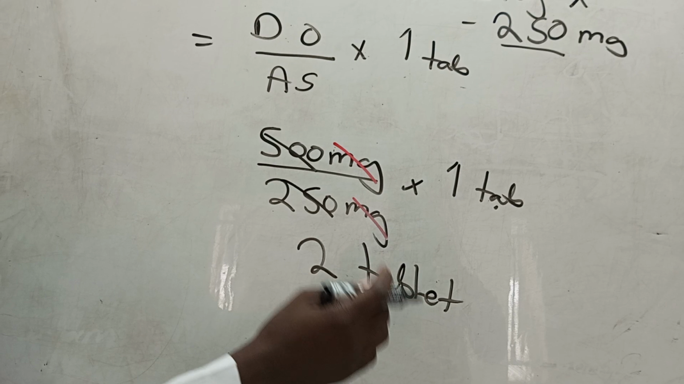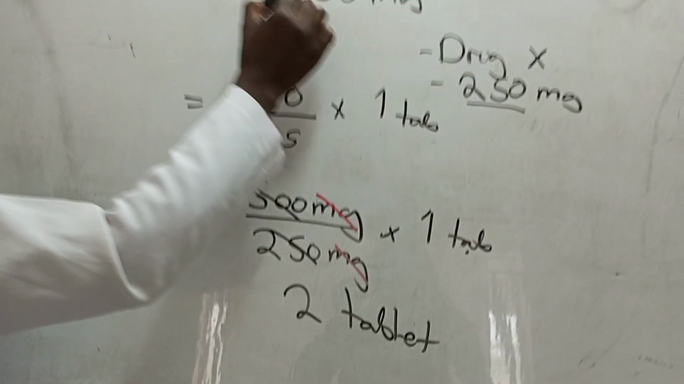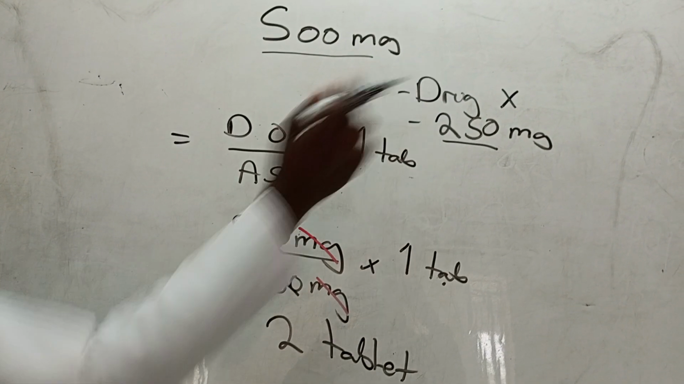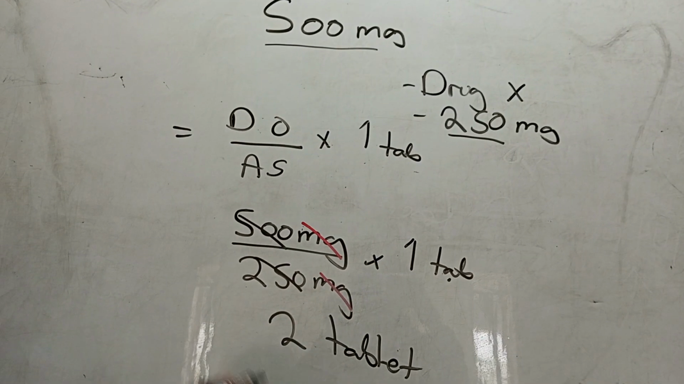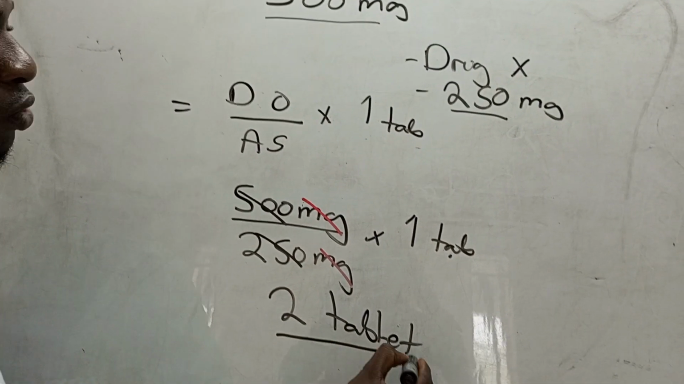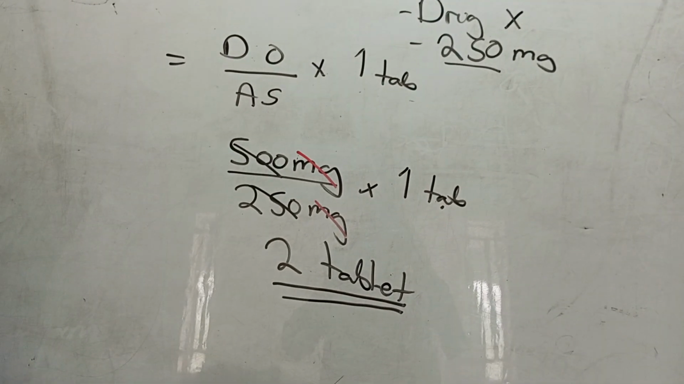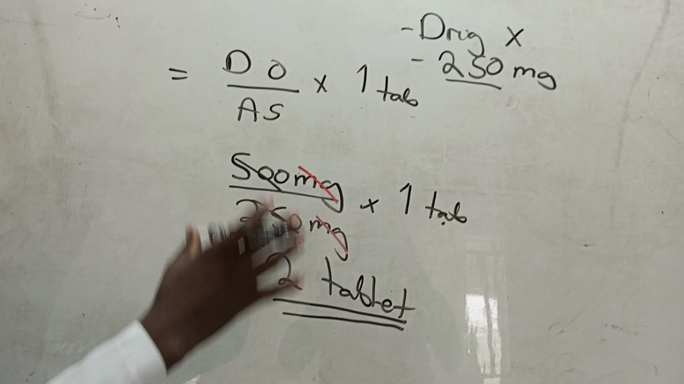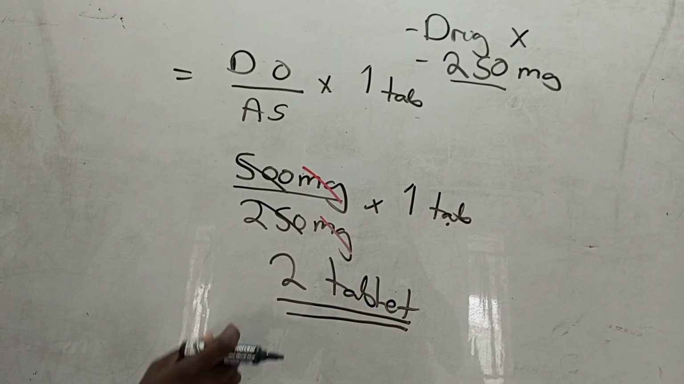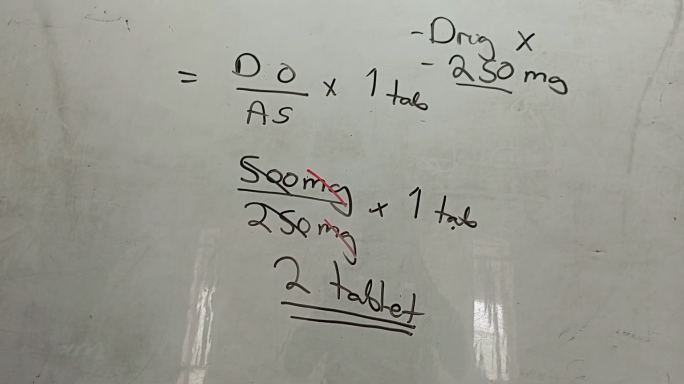So in this case, when the doctor orders 500 milligrams of drug X, and in the ward you have 250 milligrams, it means you need to administer 2 tablets to the patient. This is example 1. So make sure you follow the units correctly. Let's look at example number 2.